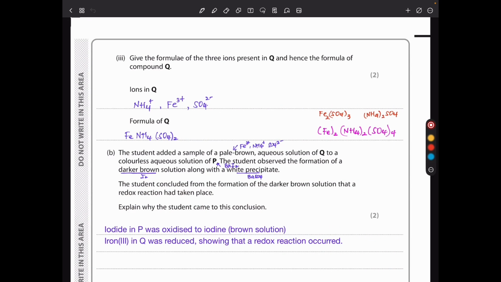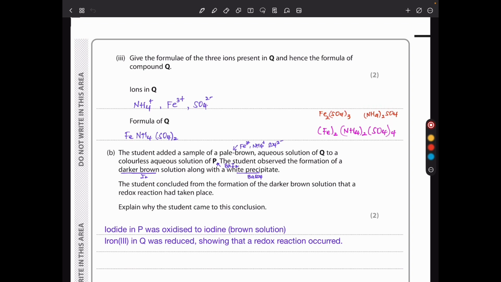Then they say give the formulae of the 3 ions present in Q and hence the formula of the compound. It contains ammonium cation, iron 3+, and then SO4 2-. So how did I come up with the formula? You can see if it's iron and this is the only anion, so it's going to be iron 3 sulfate, which is that, and then ammonium sulfate, which is that.